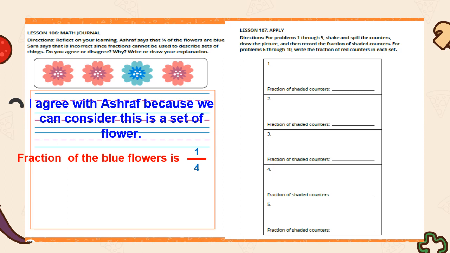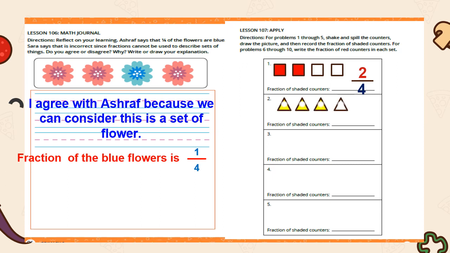Next page, from problems 1 to 5, read and check the containers, draw the pictures, then record the fraction of shaded containers. So in number 1, if we draw 4 squares and we colored 2, the total parts, the denominator, is 4 and the numerator is 2.